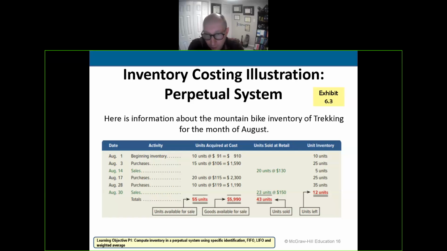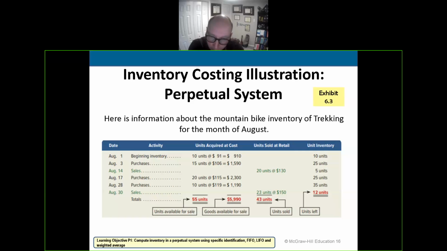Great. I sold 20, so I got to reduce my inventory by 20. I had 25 units on August 3rd total. I sold 20 of them. Now I'm down to 5. So I got to purchase more bikes. I only got 5 left. I got to purchase more. I'm going to keep selling.